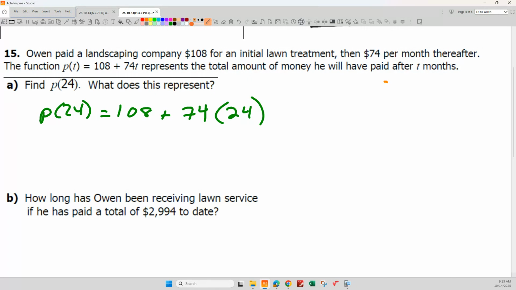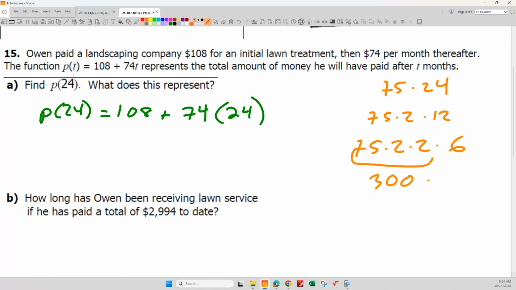What if I wanted to do again, 75 times 24? That's the same thing as 75 times 2 times 12, which is just 150 times 12, right? Which is the same as 75 times 2 times 2 times 6. What's all that equal? 75 times 2 is 150, times 2 is 300. Okay, now this is getting easy. What's 300 times 6? That's pretty easy. Yeah, that's right, that's just 1800.